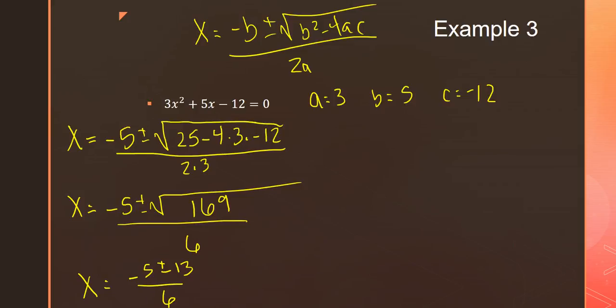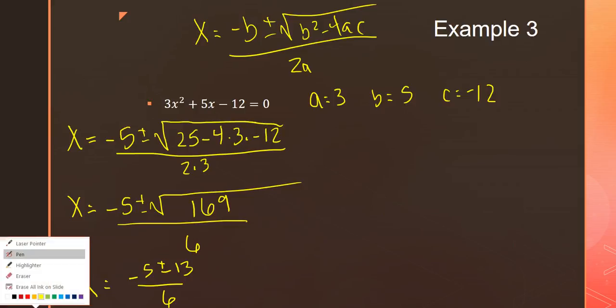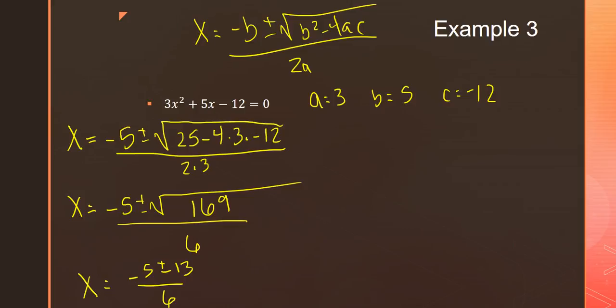Now there's no square root sign anymore because I square rooted 169 to get 13. And now, just like before, I need to do my two answers. I need to do negative 5 plus 13, which is 8, and I need to divide that by 6. And it says round to the nearest tenth, so I'm going to do that. Otherwise, you could also write this as 1 1/3 because the 3 is repeating.